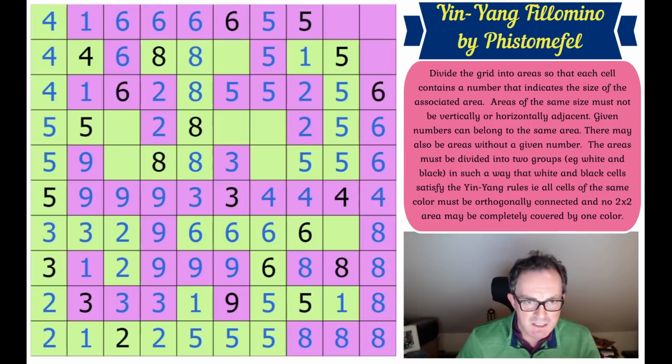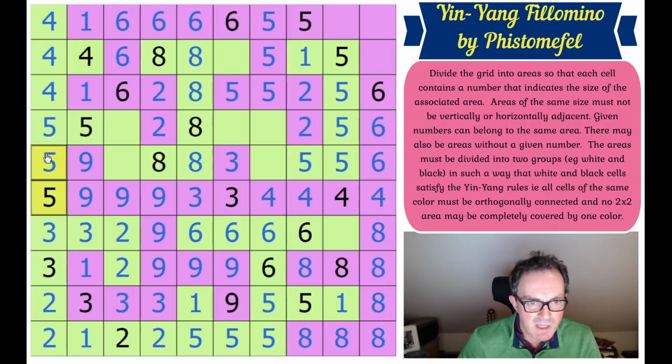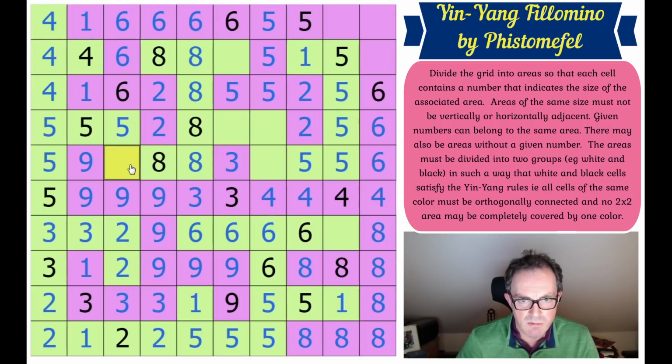It's a ridiculously clever... I mean, imagine trying to create this puzzle. Imagine it. I mean, it's just utter genius, isn't it?